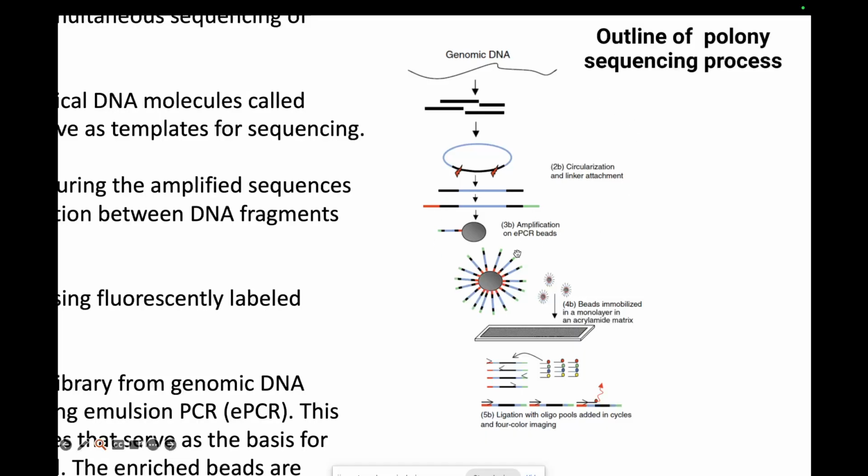Then you use amplification on emulsion PCR beads, and the beads are immobilized in a monolayer of acrylamide matrix. And then across different parts of this matrix, you can use sequencing by synthesis to know what the bases are. So in this case, you are also massively parallelizing the procedure of knowing the sequence of multiple strands together. Right.